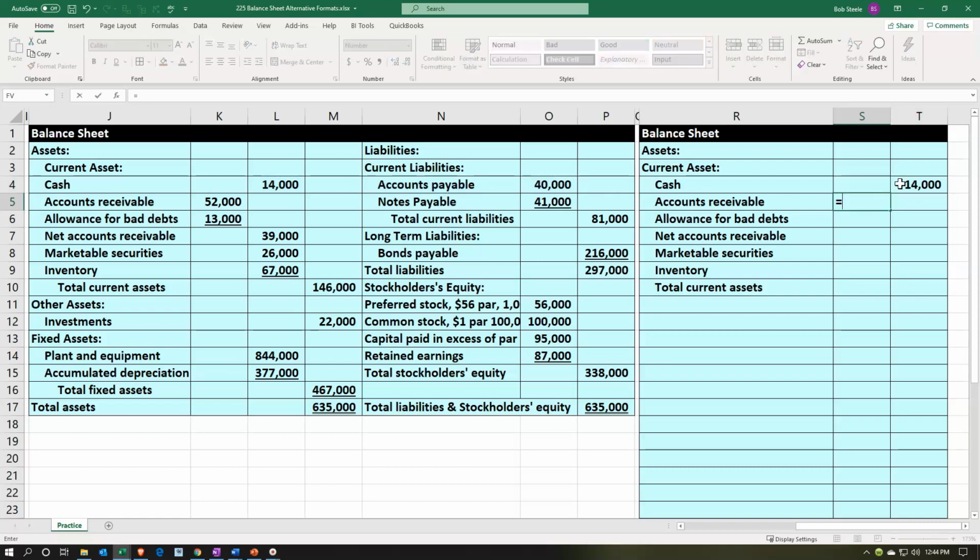I'll put this into the inner column. This is going to be the 52,000. This is going to be the 13,000. We'll pull this into the outer column, which will be equal to the 52,000 minus the 13,000. Let's put an underline under the 13,000. Home tab, font group, drop down, underline.